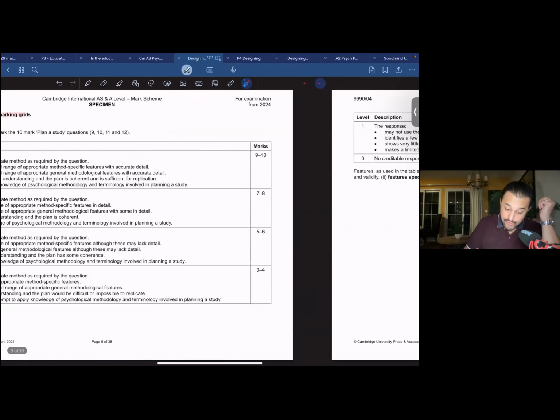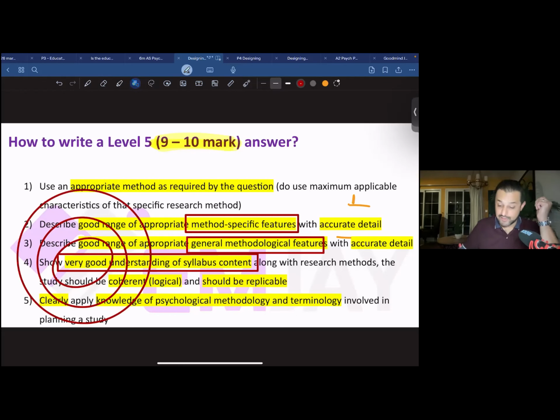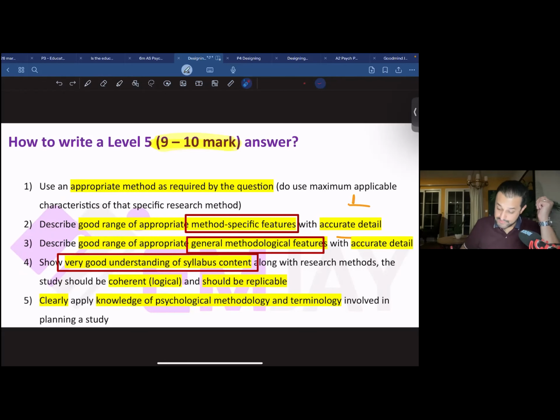Now show very good understanding of your syllabus content. I repeat, very good. Again, very good, right? So show very good understanding of the syllabus content along with research methods, and the study that you have planned should be coherent, logical, based on rationality, and should be replicable. Remember, I'd mentioned this earlier as well. How do you make your study replicable? You make it replicable only when your procedure is standardized.